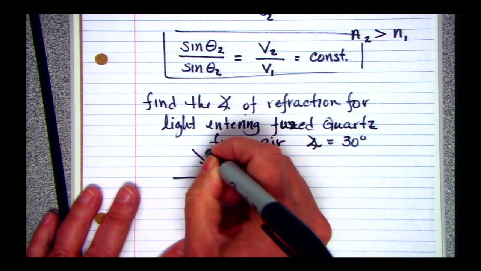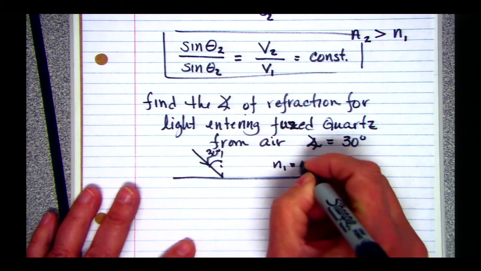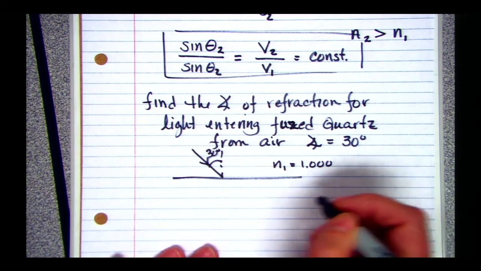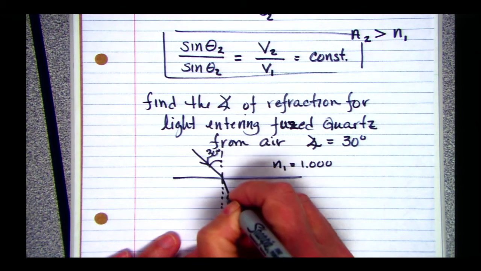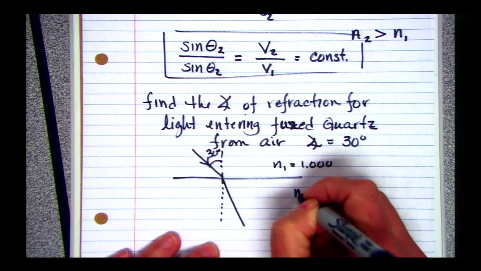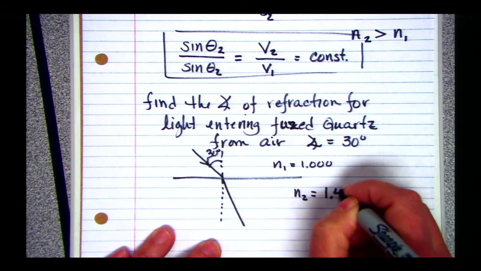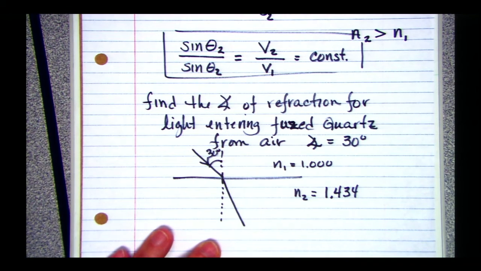And if you look at the table in the book, we know that this is fused quartz, with an index of refraction of 1.34. The indexes of refraction are ratios, so they don't have any units. And this is the angle that we're trying to find. So it's just going to be a Snell's law problem.